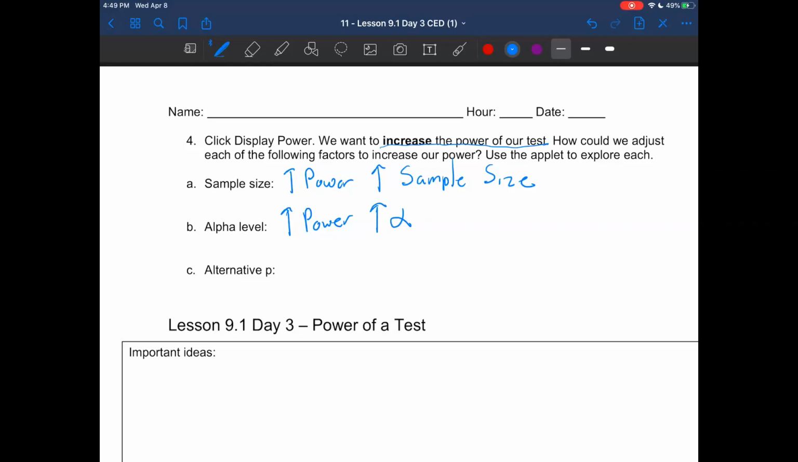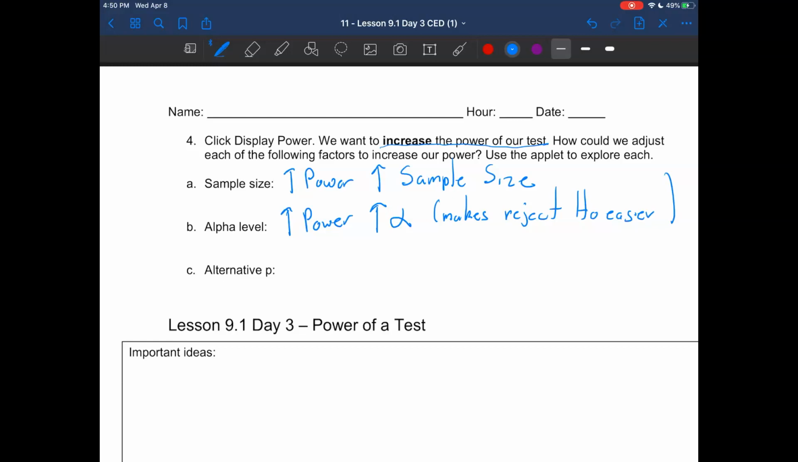And the reason that happens is because when you increase your significance level, you make rejecting the null hypothesis easier. Right? And our power is when we make the good decision, when we need to reject our null hypothesis.